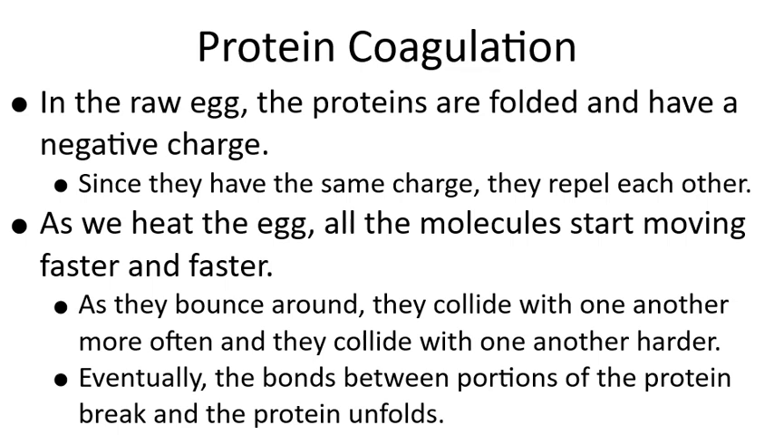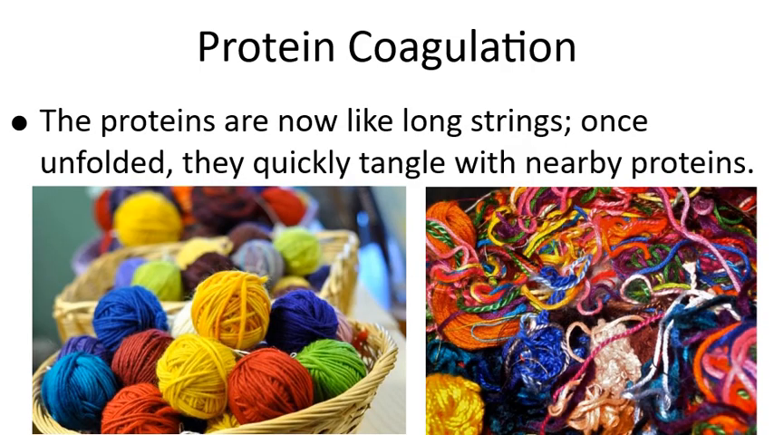Eventually, the bonds between portions of the same protein begin to break and the protein unfolds from its coiled, ball-like structure into a long chain. This unfolding process is called denaturing. At this point, the proteins are like long strings. Before heating, they're similar to the yarn balls on the left. If we shake the basket, the individual yarn balls can move past each other without tangling. But once unfolded, when we shake the basket, we'll quickly end up with a giant knot of yarn.